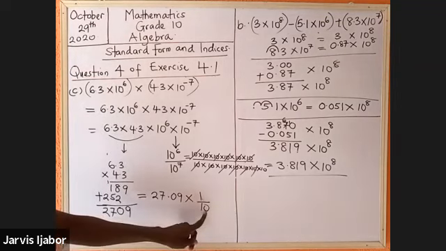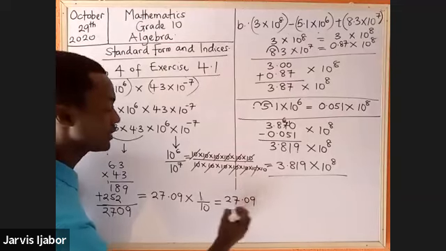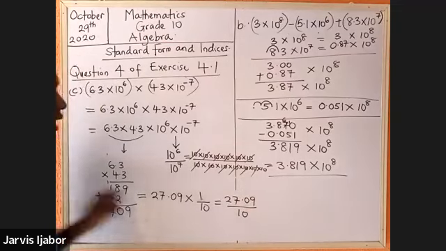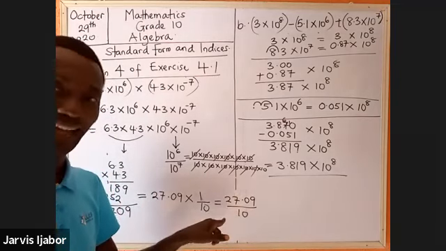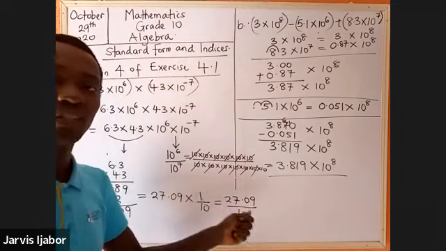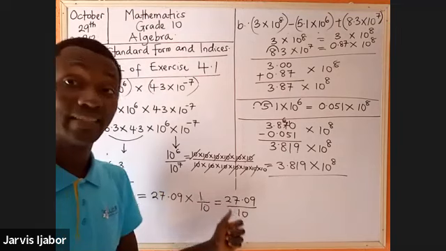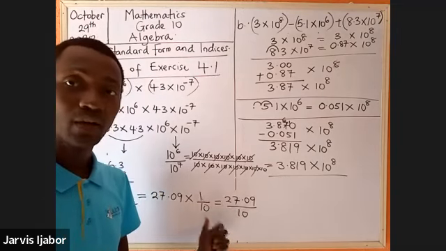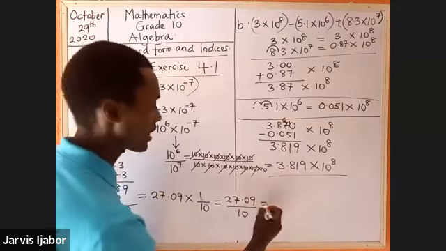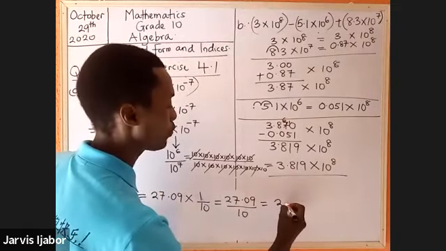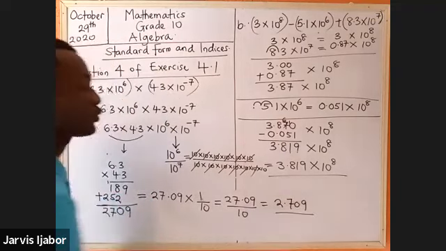Now, 1 over 10 would mean this, I can write to mean 27.09 divided by 10. Now, divided by 10 means move the decimal indicator one step back. When you divide by 10, you are moving the decimal indicator backwards. When you multiply by 10, you're moving the decimal indicator to the front. So the answer becomes 2.709. That's what my final answer will be.